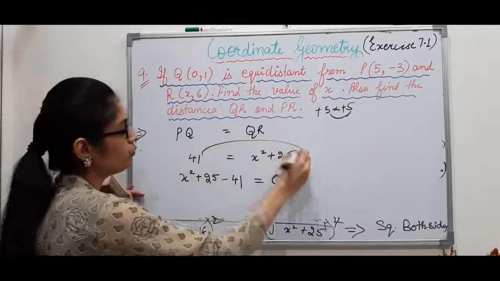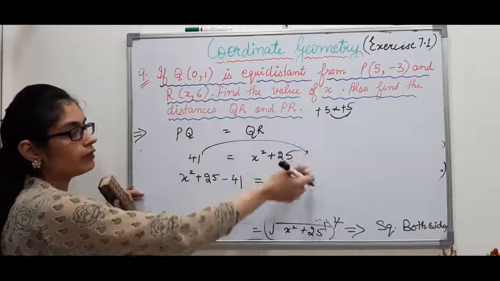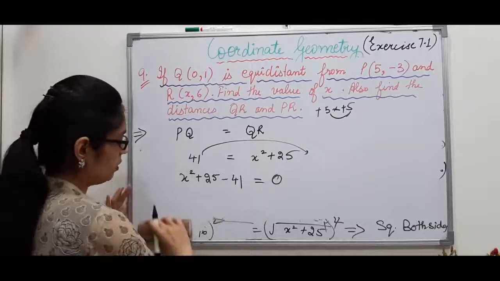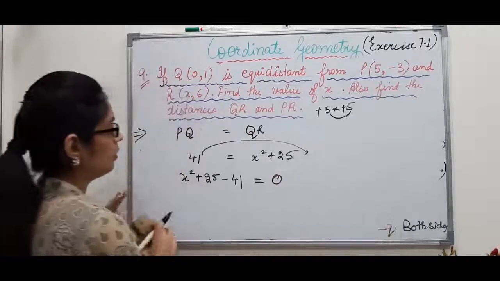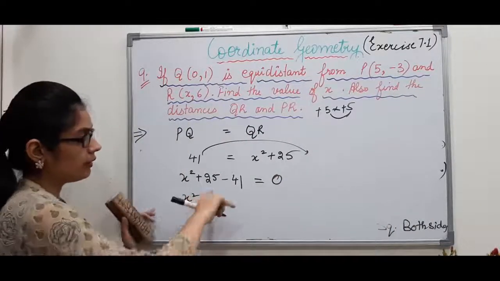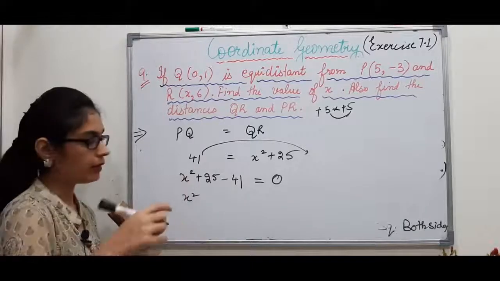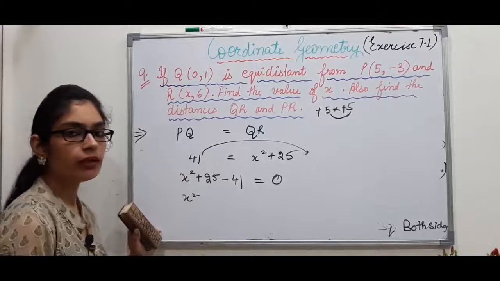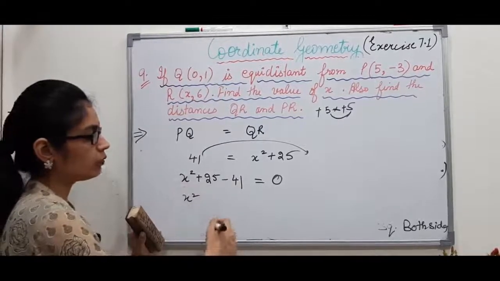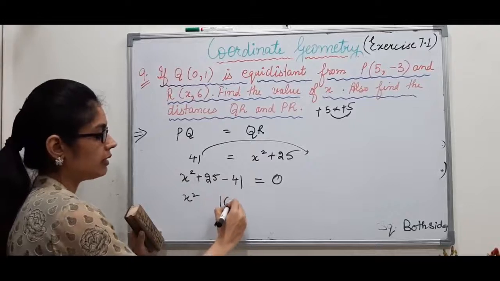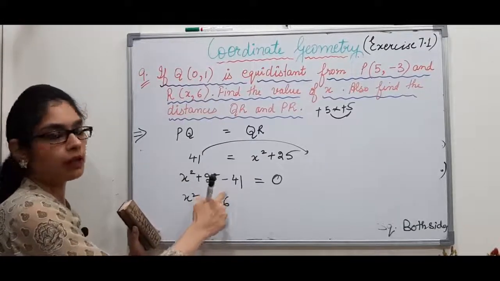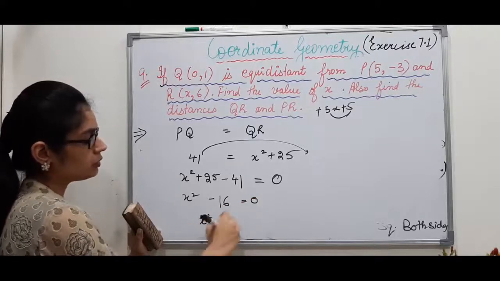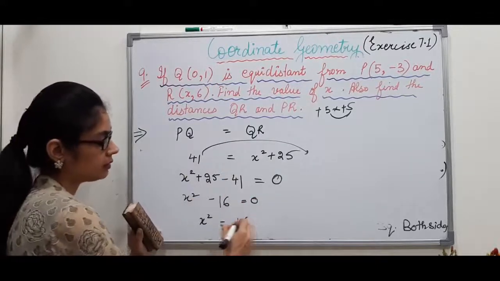I am just shifting 41 from this side to the other side, so plus 41 will change to minus 41. Now x square, it is 25 minus 41. So plus minus, it is always the sign of the bigger number. 25 minus 41 will be 16, and the bigger number has the minus sign, so minus 16. So x square is equal to 16, I will shift it to the other side, it will be plus 16.